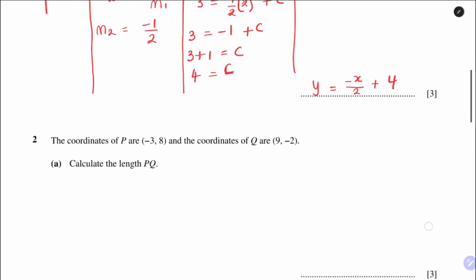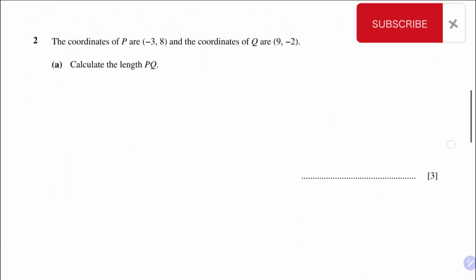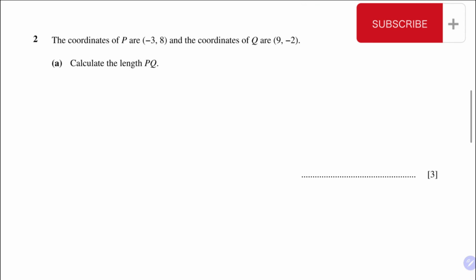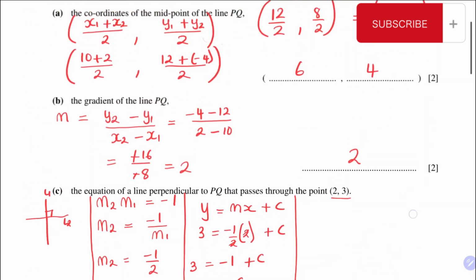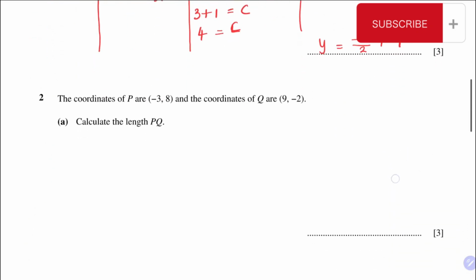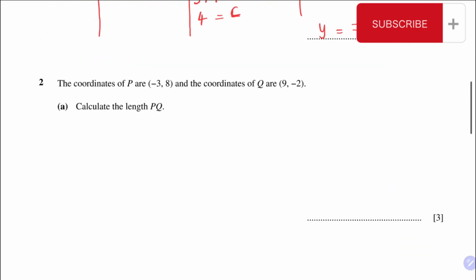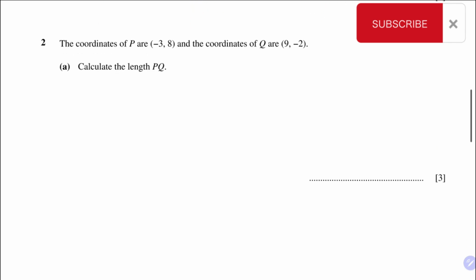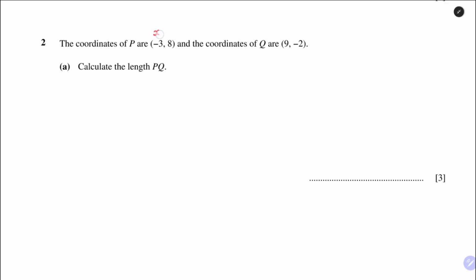All right. Now we have a new question here, a different set of coordinates. Fine, they are still P and Q, but they are different numbers. Observe that here we had 10, 12 and 2, minus 4, but here we have minus 3, 8 and 9, minus 2. So we need to start over and do the same thing. First step, label your coordinate pairs. This is the first one here, so this will be x1 and this will be y1. This is the second pair, so this will be x2 and this is y2.